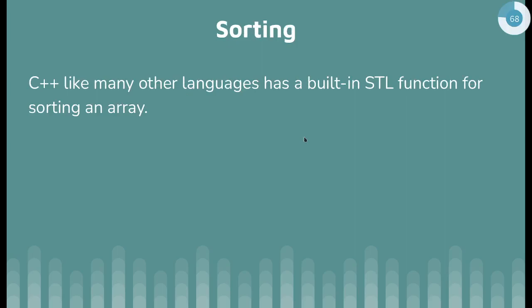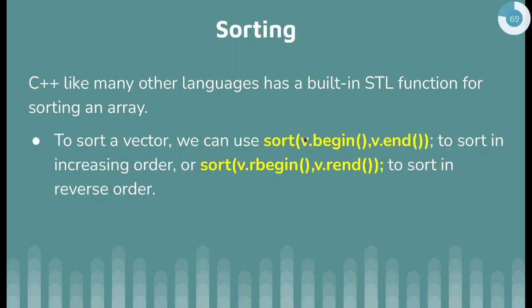Like I mentioned, sort is already implemented in C++, like Java, Python, and other languages, and it's n log n, very efficient. The way you sort a vector is you just write sort(v.begin(), v.end()). You can also sort from bigger to smaller, in reverse order, with rbegin and rend.